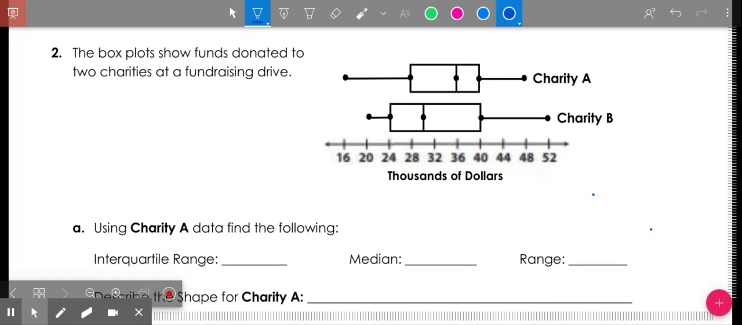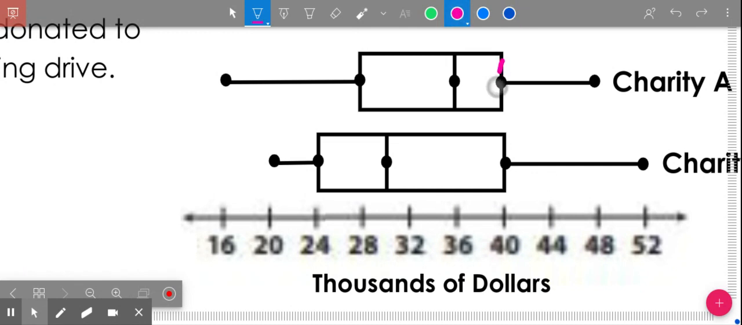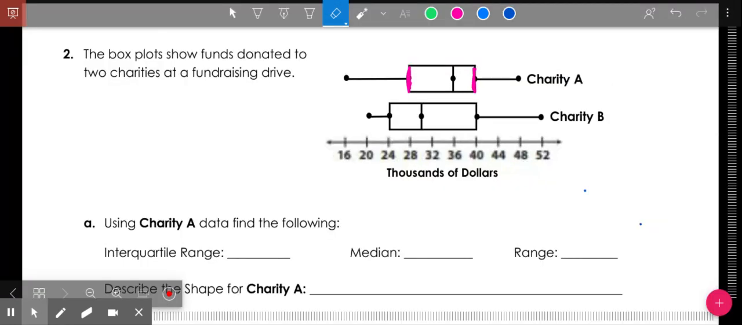Now we have 2 box plots showing funds donated to 2 different charities. Be careful because this is thousands of dollars, not regular dollars. So now we're going to find the interquartile range for charity A. Same thing, top of the box minus the bottom of the box. So that looks like 40 minus 28. You can check on your calculator, but I'm going to call that 12.